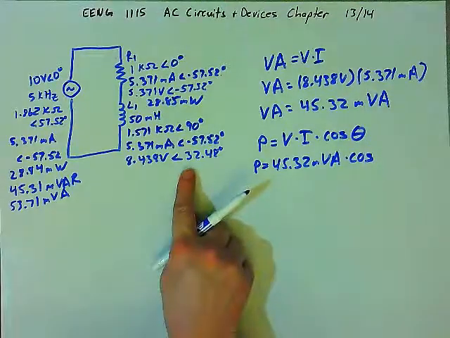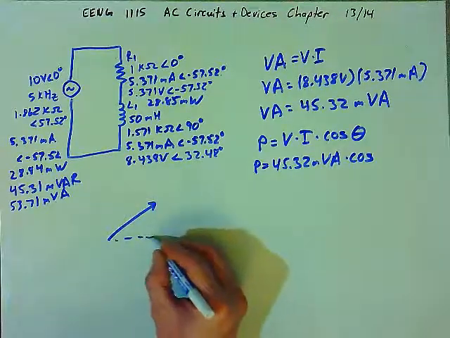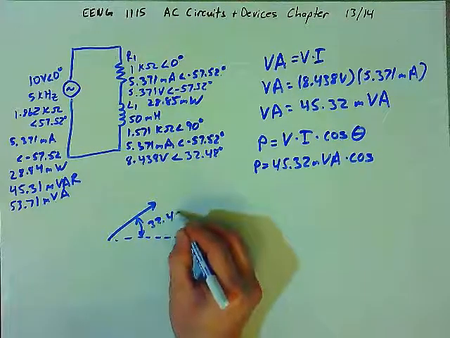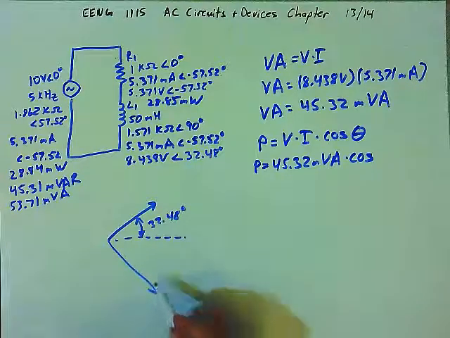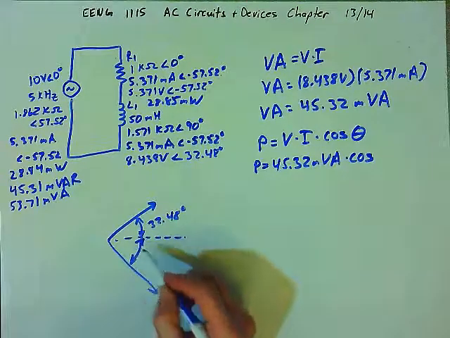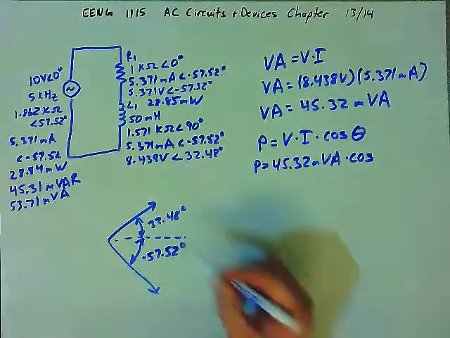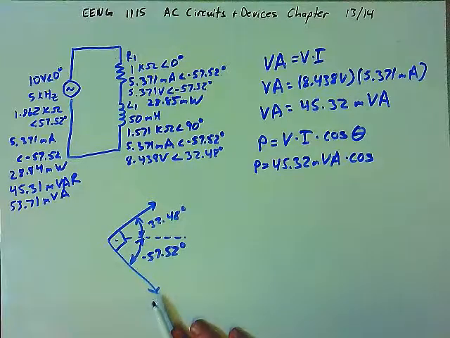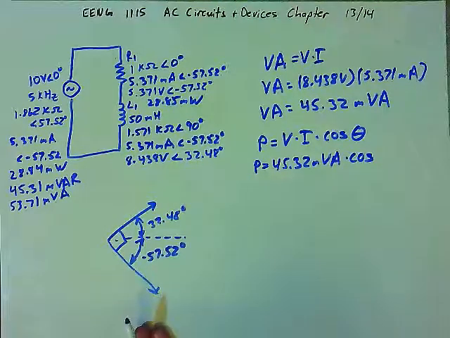And so if you look at the two vectors, we have a voltage that is at positive 32.48 degrees. And if you look at the current, we have a current that is at an angle of negative 57.52 degrees. And the difference between these two angles is 90 degrees. And that's not coincidence, that's always going to be the way that it works. The voltage and the current for the inductor are always going to be 90 degrees out of phase.